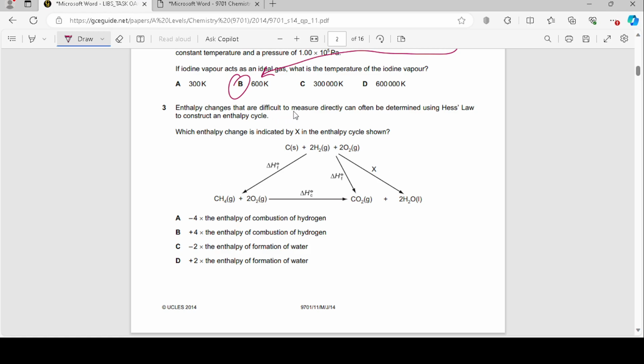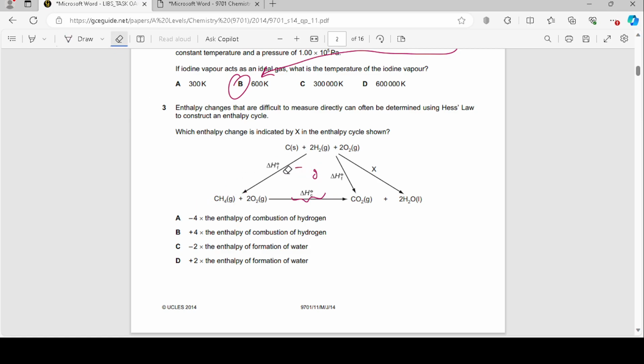Enthalpy changes that are difficult to measure directly can often be determined using Hess's law to construct an enthalpy cycle. Which enthalpy change is indicated by X in the enthalpy cycle shown? All right. So here you have delta HF, and that's probably the enthalpy of formation of, well, the only thing you're forming on the left-hand side is CH4 gaseous, so that's probably that, right? And this is obviously the enthalpy of combustion of the CH4 gaseous.